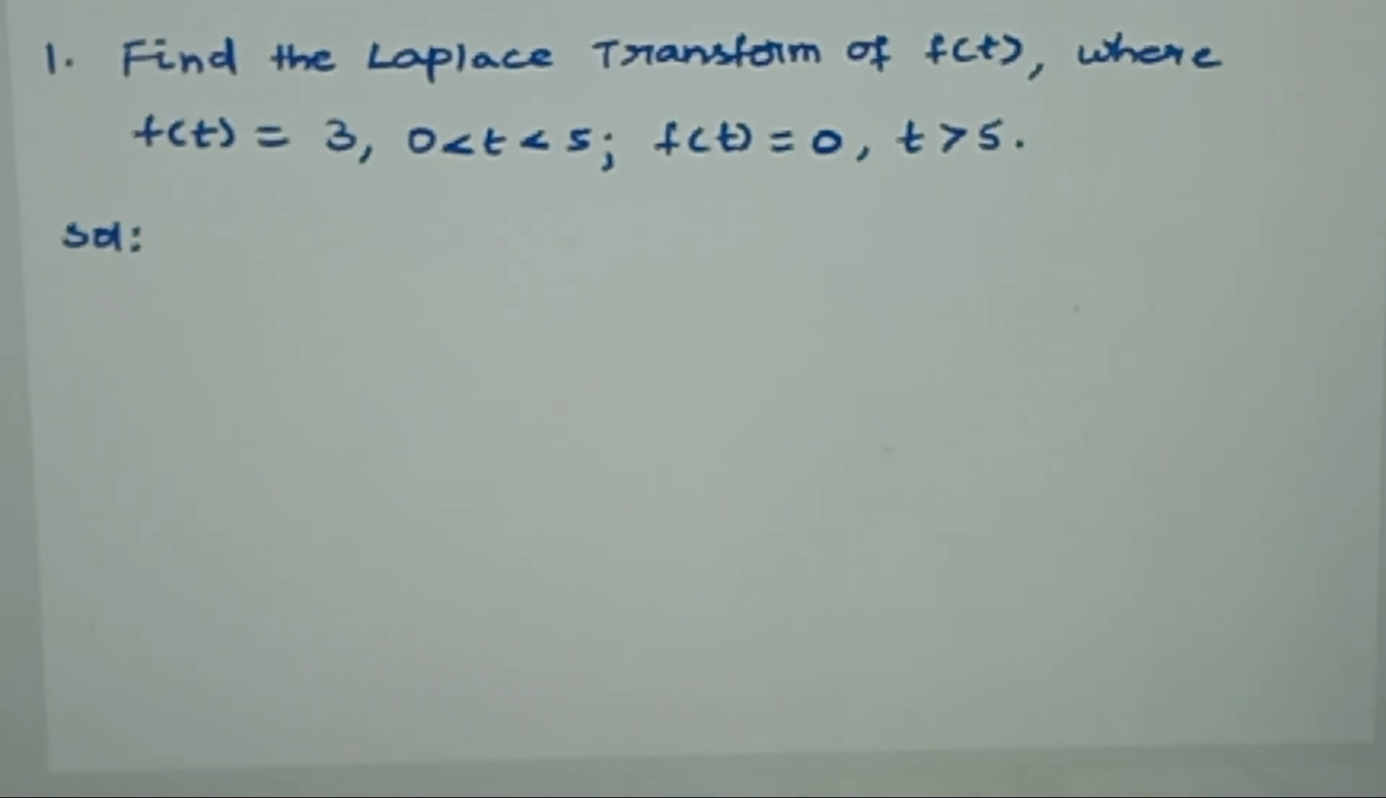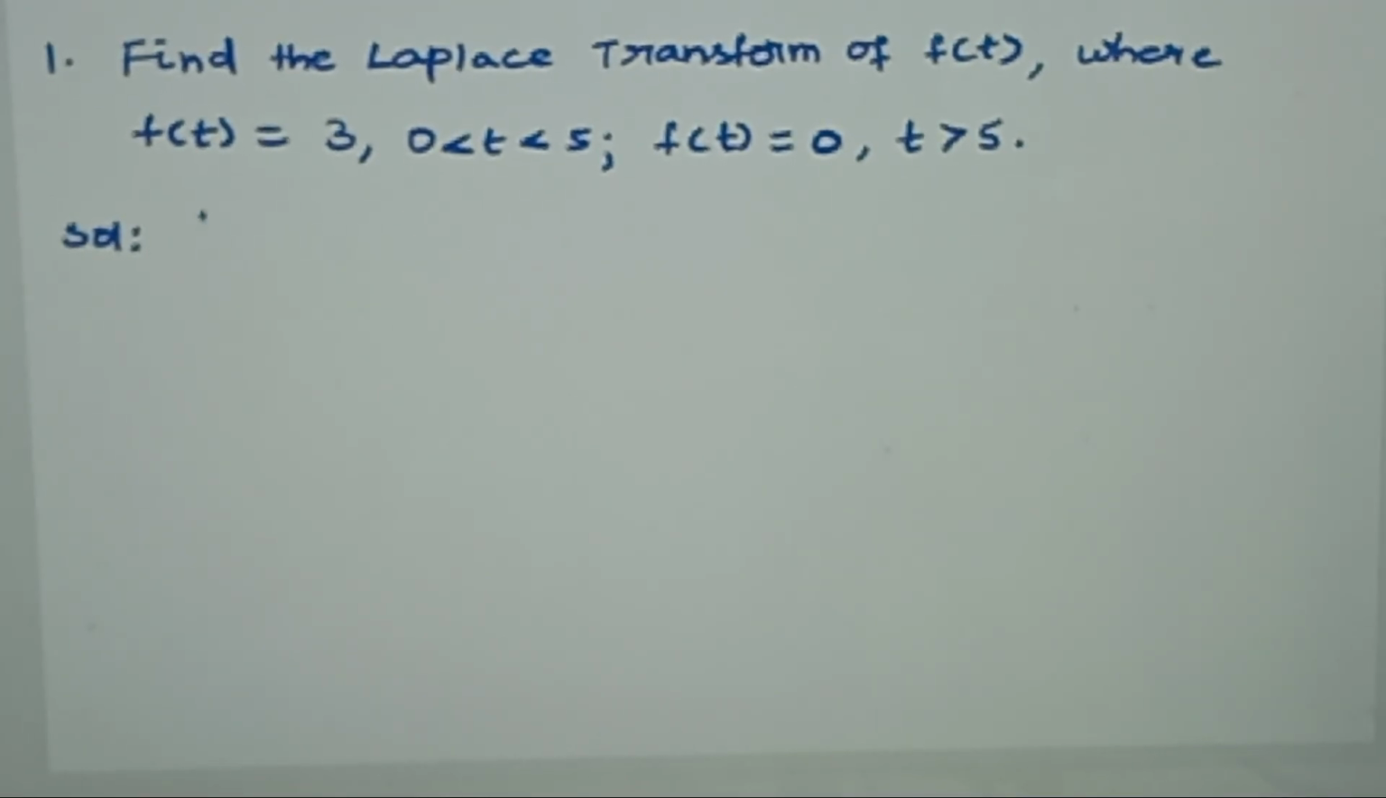What is the given question? Find the Laplace transform of f of t where f of t is given as 3, t is between 0 and 5 and f of t is equal to 0, t greater than 5. How do we solve this standard sum? First, we will be applying the definition of Laplace transform.